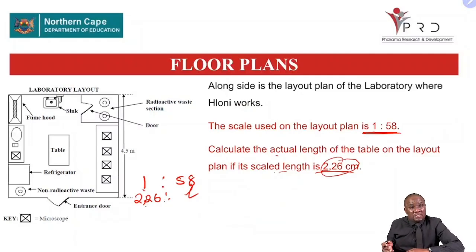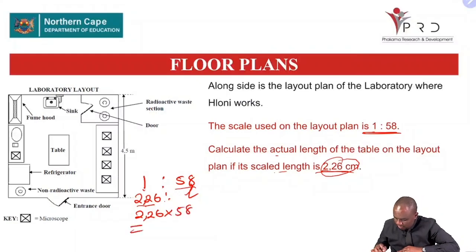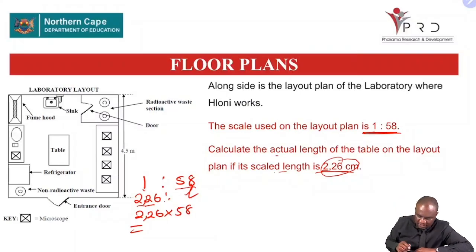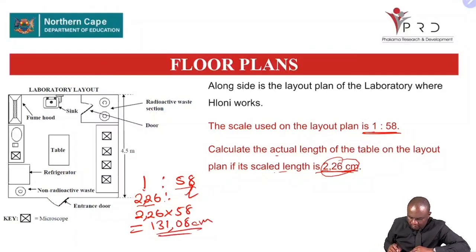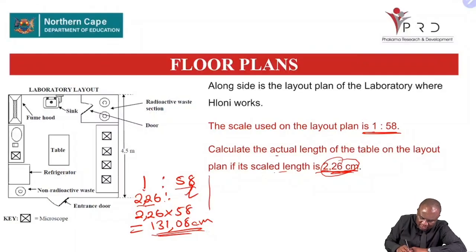It's easy, isn't it? 2,26 is going to be 2,26 times 58. Then this one is going to be 2,26 times 58, which is equal to 131,08. 131,08 what? Centimeters, because these are centimeters. They didn't tell us which units to use, so let's leave it as centimeters. Fine, makes sense. But if you want to convert it to meters, you can divide by 100. You get 1,31 meters.